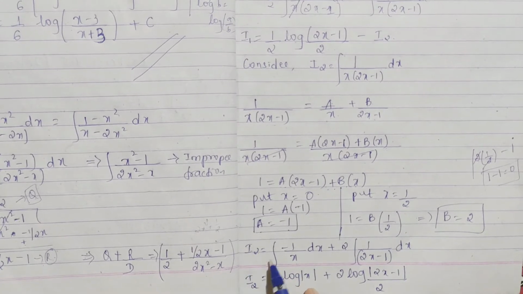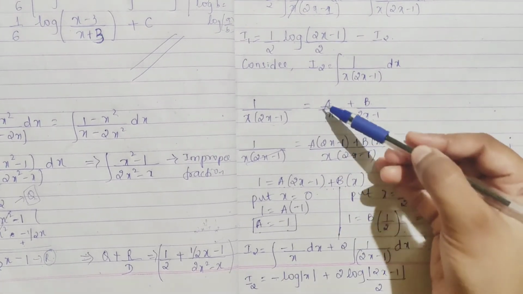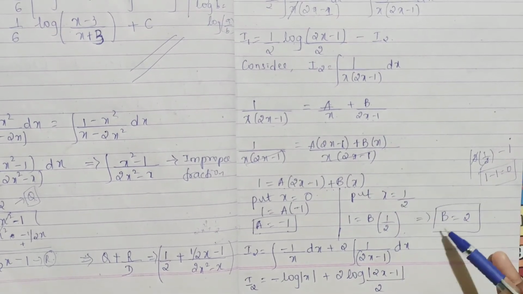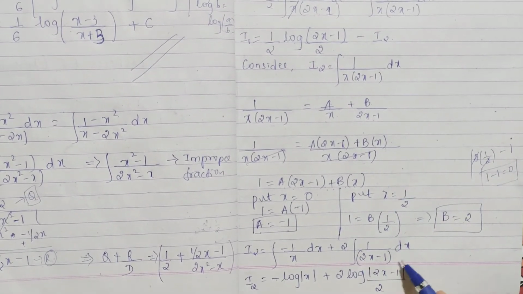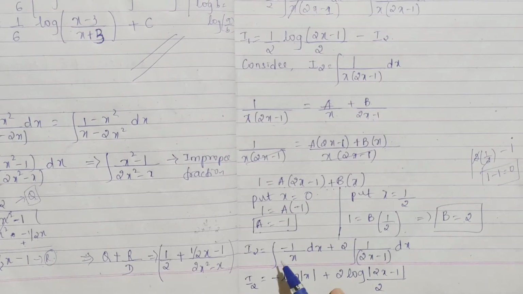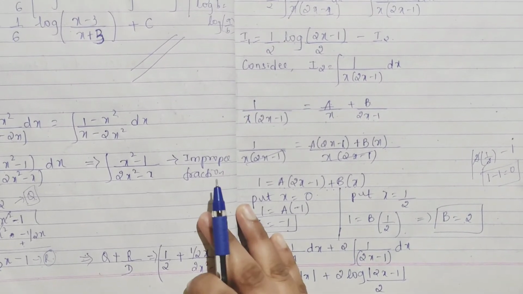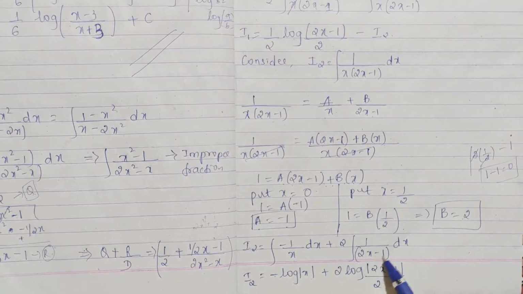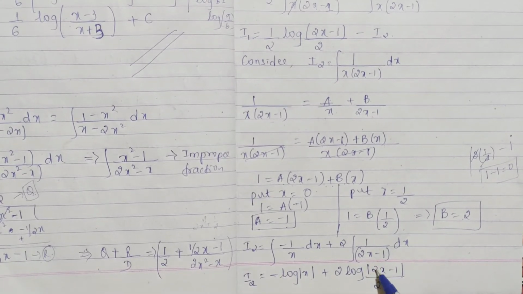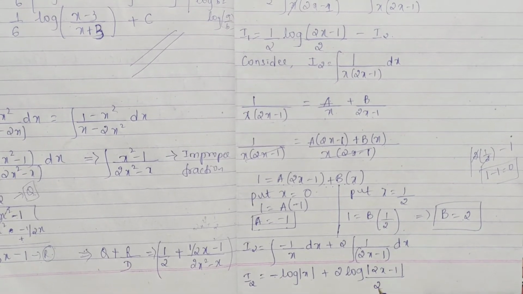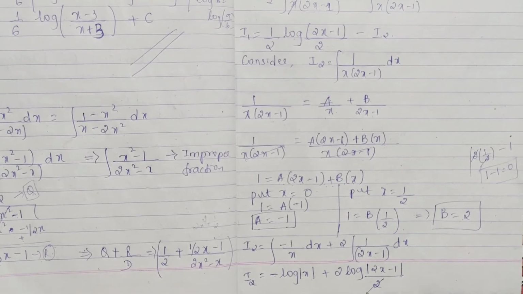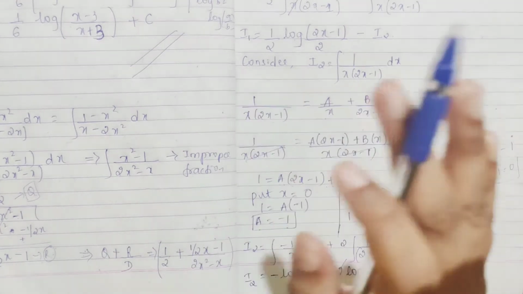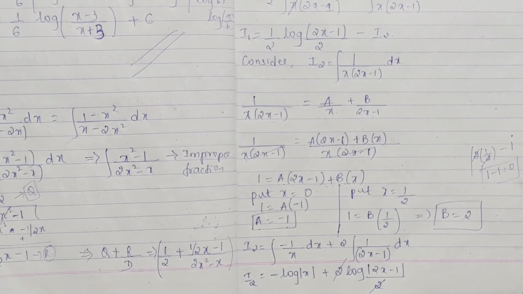So your I2 you will get integration of minus 1 by x, right? Your a value is minus 1 by x dx plus b is 2 divided by 2x minus 1 dx. 2 I have taken outside. So the minus sign taken outside. So integration of 1 by x is log x plus 2 log of 2x minus 1, and again differentiation of x is 2. You should write it in the denominator. So this 2 cancels. So you have got your I2, you have your I1, substituting in your equation 1 everything.